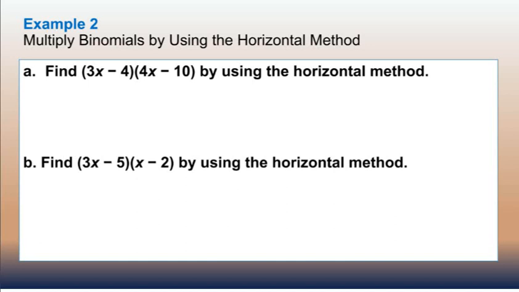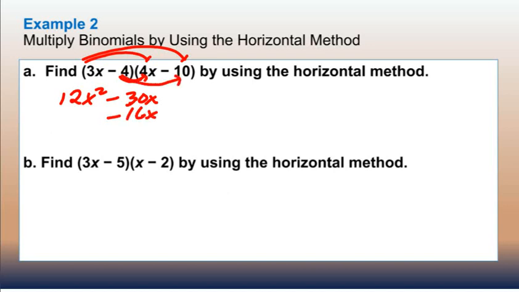I'll use FOIL here as well. So 3x times 4x is 12x squared. 3x times negative 10 is negative 30x. And negative 4 times 4x is a negative 16x. Negative 4 times negative 10 is a positive 40. Add straight down and you get 12x squared minus 46x plus 40.